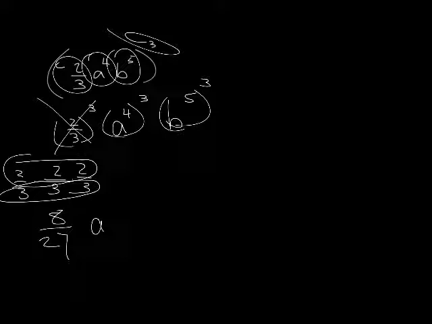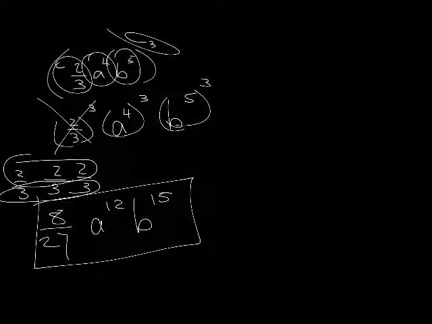A to the 4th to the third is going to be 4 times 3, which is 12. b to the fifth to the third is going to be 15. So we're going to get an answer like that.